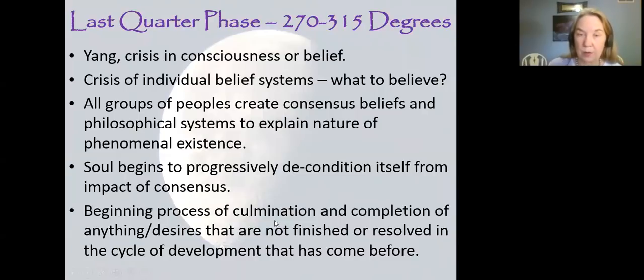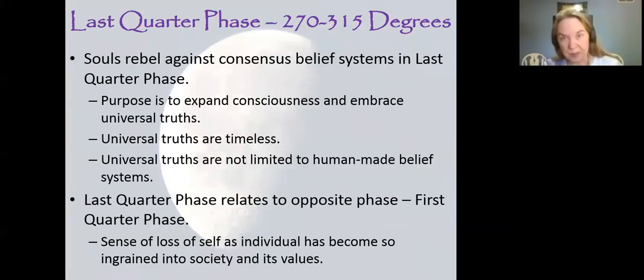We also begin to culminate and complete anything within that planetary pair and that original evolutionary intent that we haven't brought to completion or resolution, that we haven't manifested. In other words, what are the exhausting desires that we haven't exhausted yet? So we rebel against the consensus. And it opens us up to broader and broader universal truths, which are timeless.